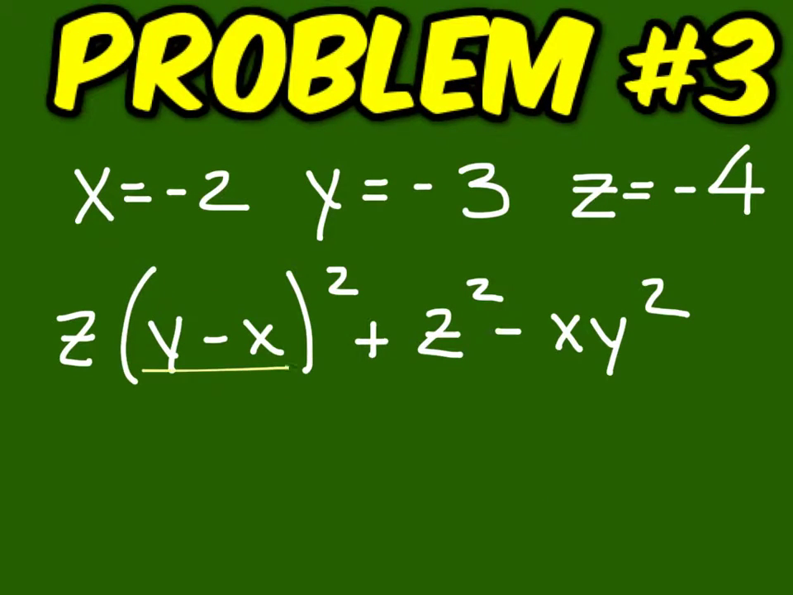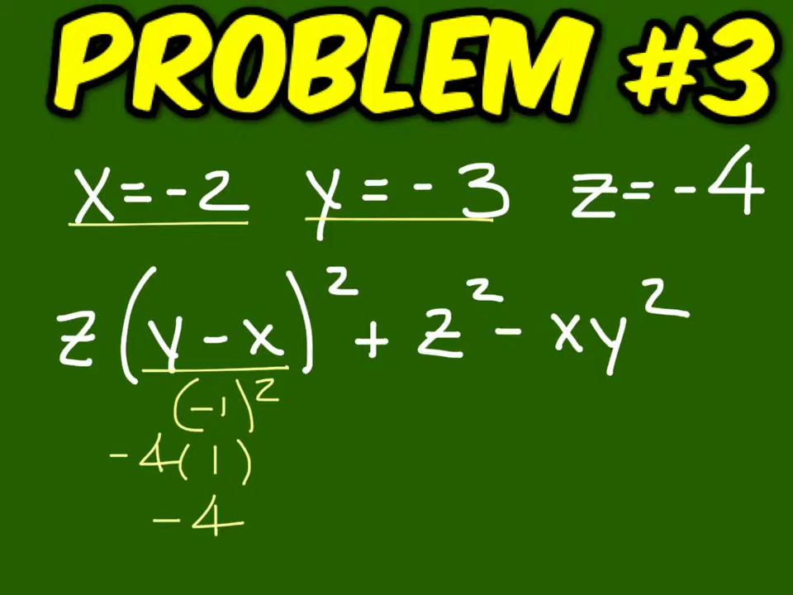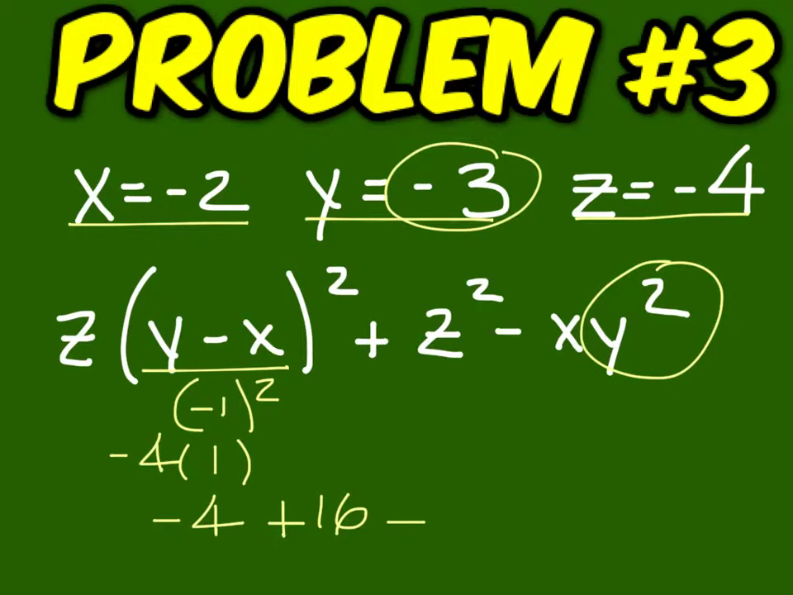So we'll do y minus x. That's a -3 minus a -2, which is a -1, squared is 1, times z is a -4. So we'll have a -4 plus, this squared is 16, and then minus, we'll have y squared, which is going to be 9. 9 times x is a -18. Alright, so it's going to be -4 plus 16 is 12, plus 18 should be 30.